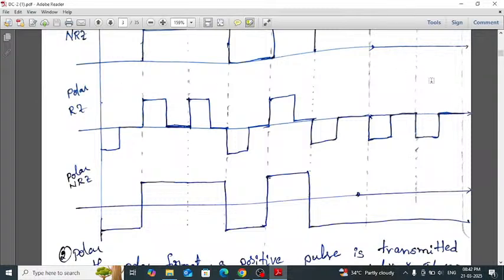And what is the representation of polar return to 0 and polar non-return to 0? Take these two waveforms. So for 0, we should have the negative pulse. For 1, we should have the positive pulse. And return to 0 means only half of the symbol duration. Non-return to 0 means full symbol duration.